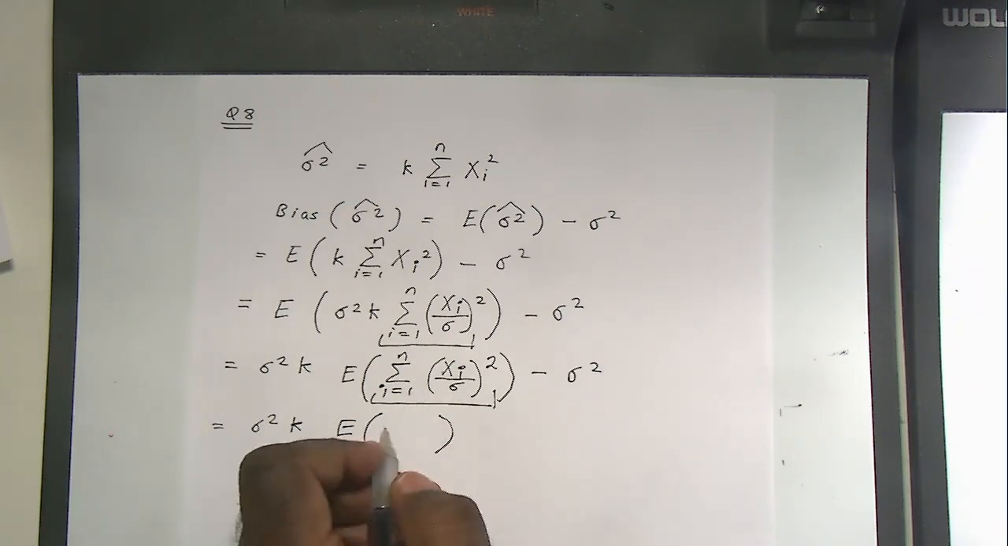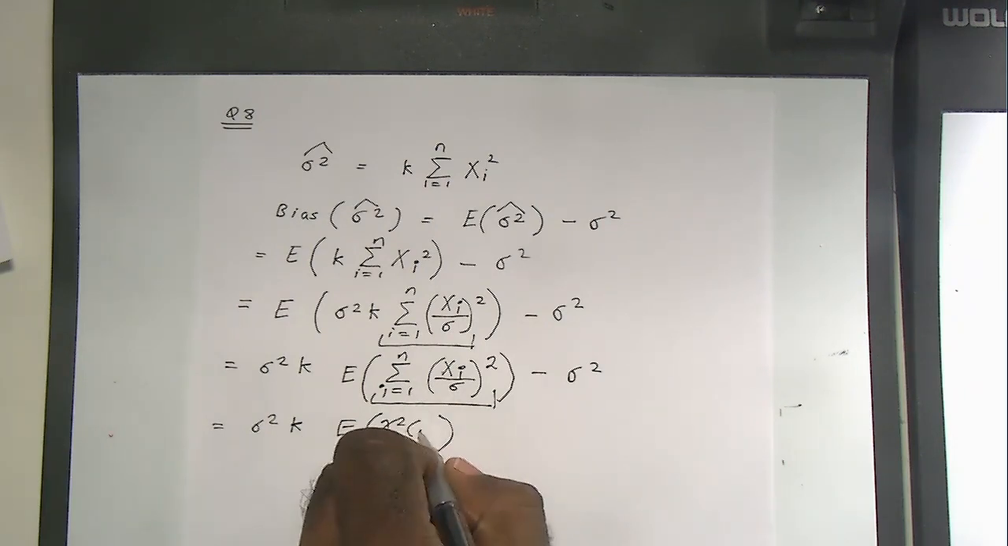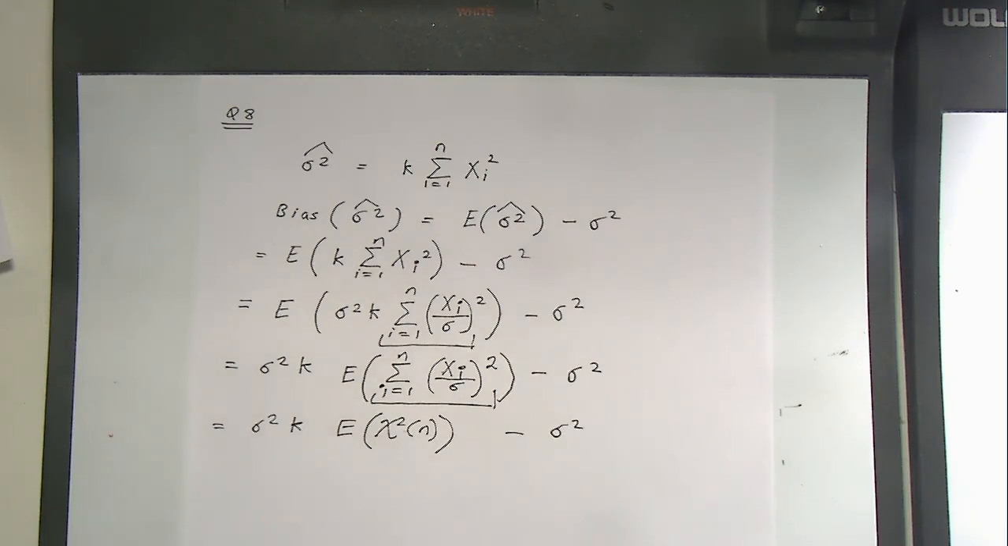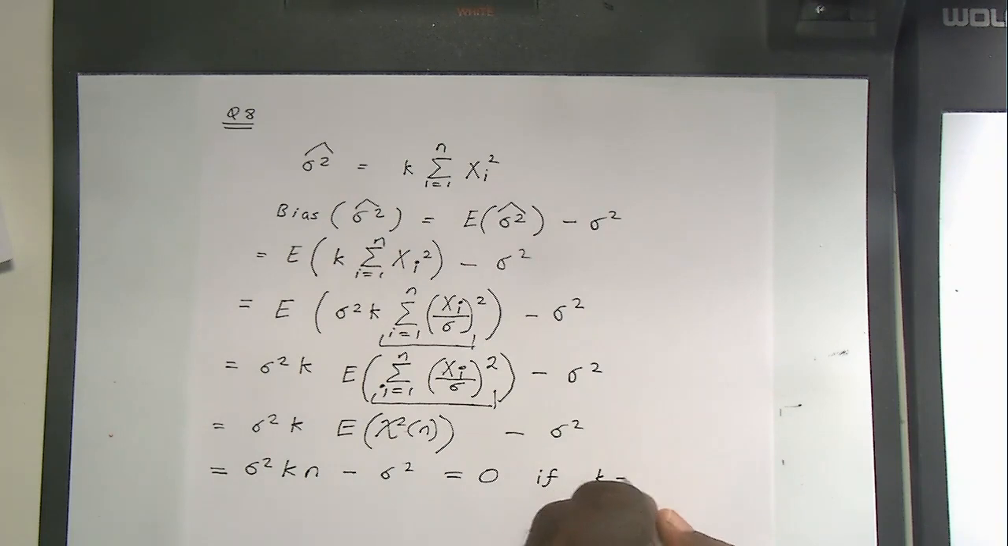This guy here has a chi-square distribution with n degrees of freedom, right? And that's from the notes. That's why it's important that you revise the notes. That's why I give you the quizzes, guys. Now, do you remember the expected value of a chi-square? I proved that in the class. It's n, right? And this is equal to 0 if k is equal to 1 over n.